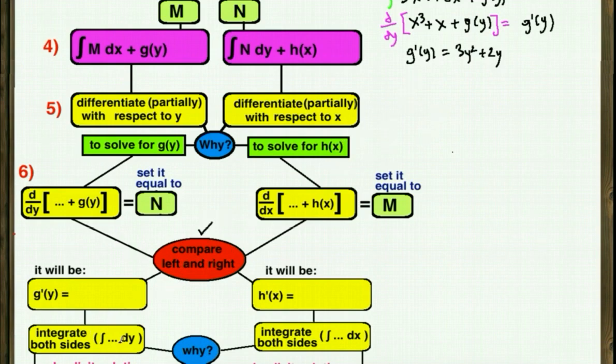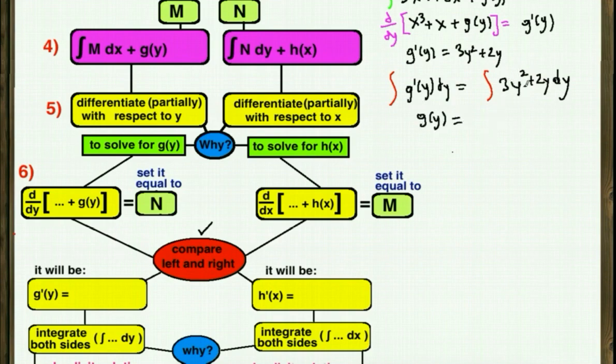Now we're going to integrate both sides with respect to dy, because we want g prime of y to be g of y. So we integrate both sides. The integral of g prime of y dy equals the integral of 3y squared plus 2y dy. G prime and integral cancel each other, so we have g of y here.